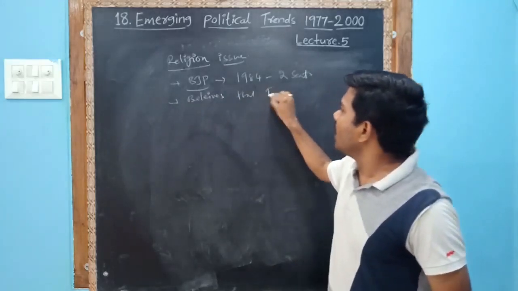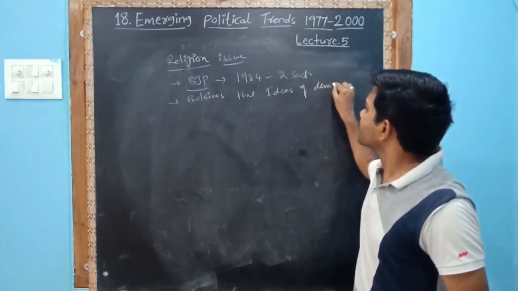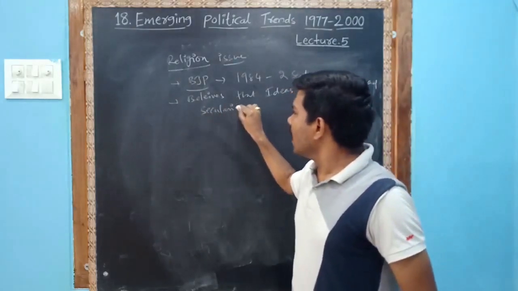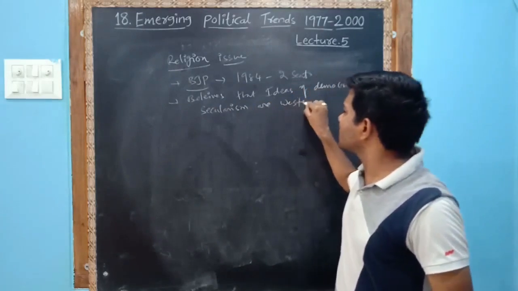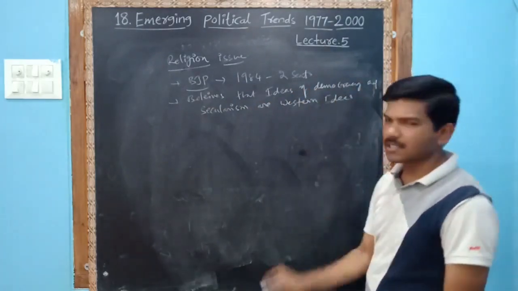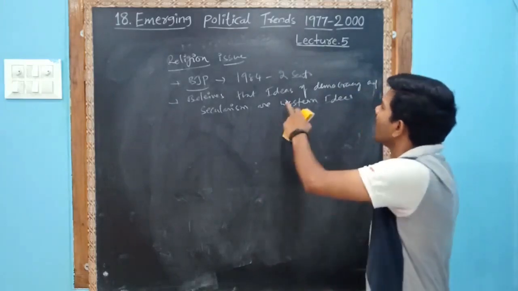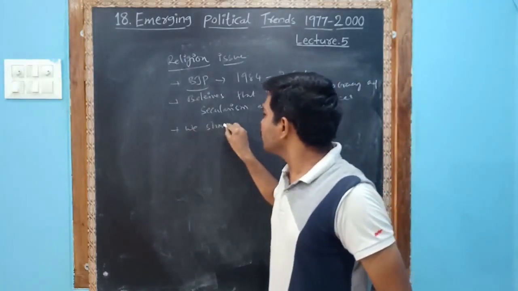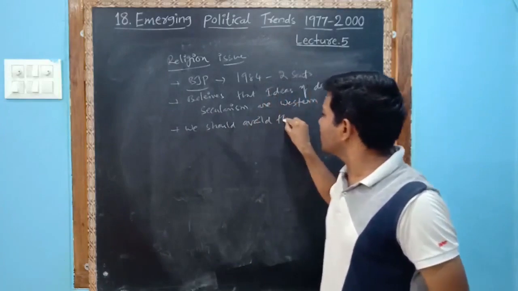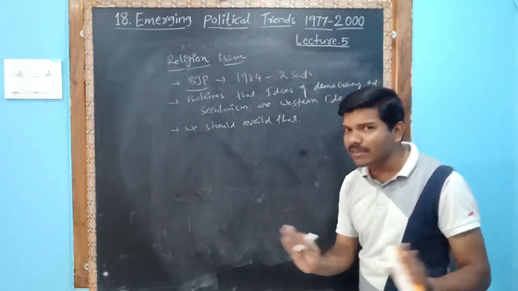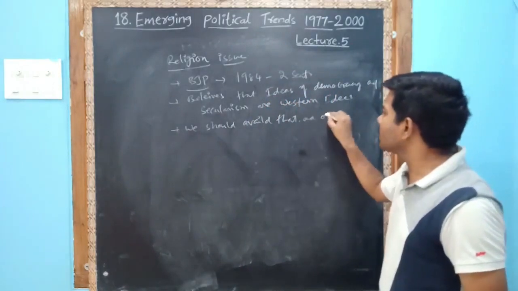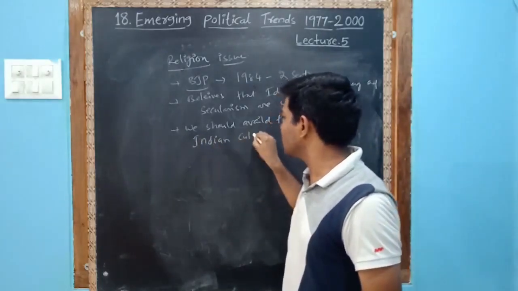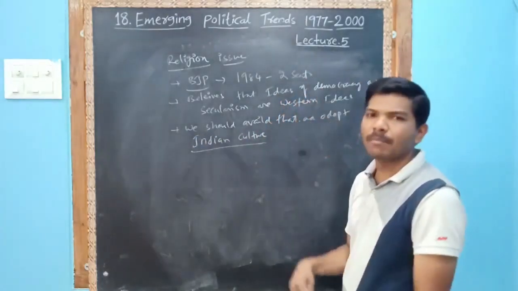The BJP believes that the ideas of democracy and secularism are Western ideas. We should avoid certain Western ideas, not all Western ideas, and adopt Indian culture. So this is the main thing.